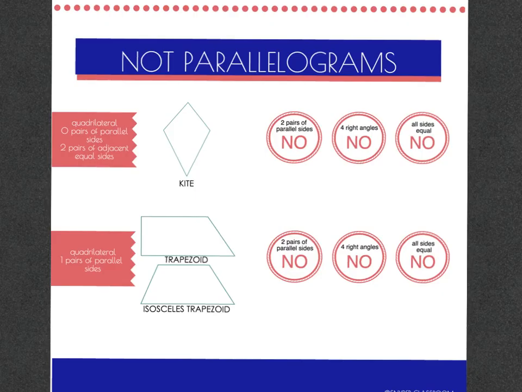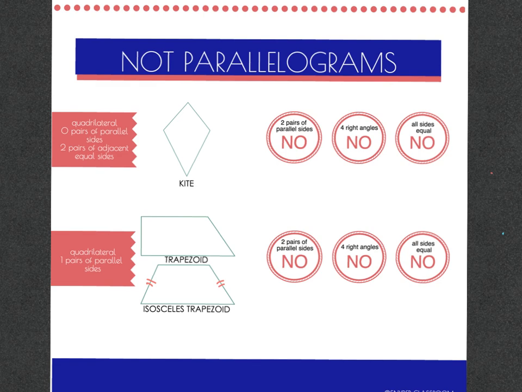Okay, so we're going to go over to our items that are not parallelograms. So we have a couple of items. One is a kite and one is a trapezoid. Another type of trapezoid that I want to talk to you about. The typical or the usual type of trapezoid is technically called an isosceles trapezoid. Isosceles meaning that there are 2 sides that are equal. So this side and this side are equal to each other.